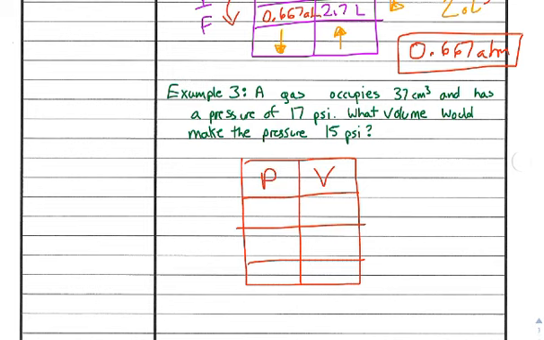Pressure, volume, initial, final. Okay, so it says a gas occupies 37 centimeters cubed. It doesn't say what that is, but I know that centimeters cubed measures volume, so that 37 has to go right here, centimeters cubed. It has a pressure of 17 psi, that goes right here. PSI is pounds per square inch. That's a pressure. It says what volume would make the pressure 15 PSI. So volume is what I'm going to be looking for. So I'm going to leave this blank right here. And I'm going to put the 15 over here. 15 PSI.